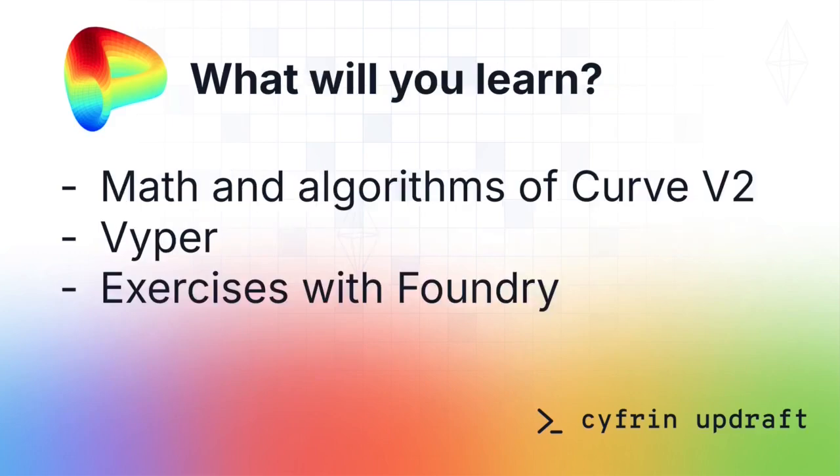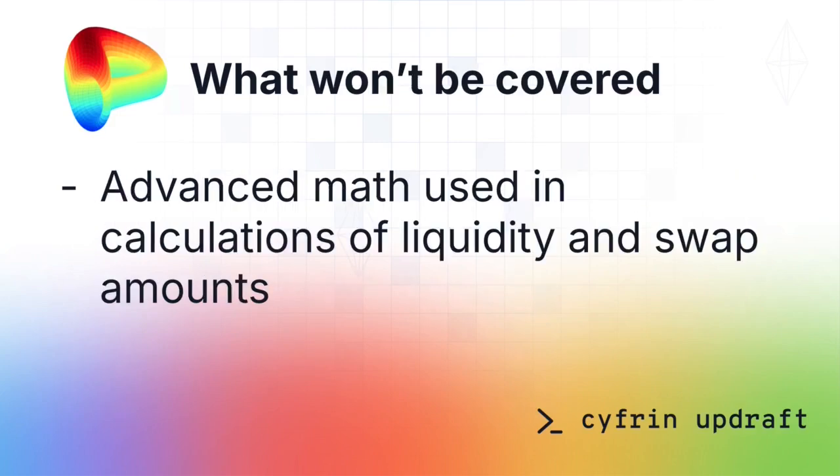In this course, you'll learn the math and the algorithms of Curve V2. Curve V2 is written in Vyper, so we'll do a code walkthrough of the Vyper contract, and the exercises are written in Foundry. What won't be covered in this course is the advanced math that is used for the calculation of liquidity and swap amounts. All of this math that we'll skip is inside a single library contract that handles these calculations.